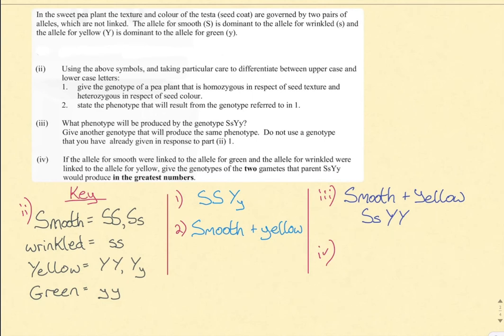Part 4 refers to linkage. Smooth is linked to green and wrinkled is linked to yellow. The gametes that could only be produced are a capital S and a lowercase y, or a lowercase s and a capital Y.